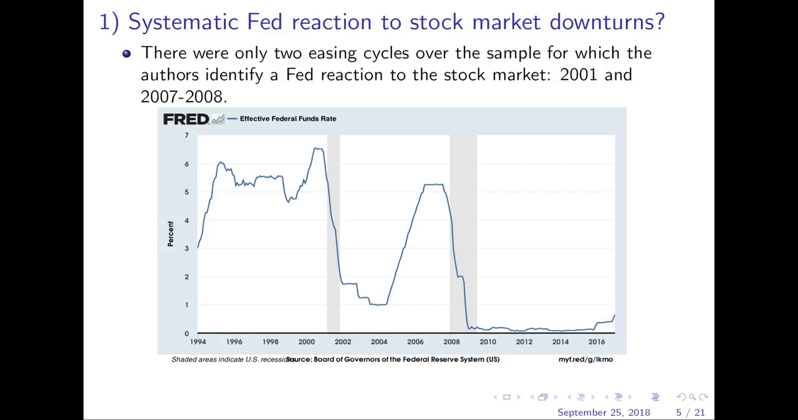When you look at the sample period that Anna and Annette consider, here I'm plotting the Fed funds rate from 1994 onwards up until 2016. The main part of the analysis focuses on the sample 1994 to 2008. What you see is that there's essentially only two easing cycles over that sample. Over this period, Annette and Anna identify a Fed reaction to the stock market. And the two easing cycles in the sample were 2001, which was essentially just after the dot-com bubble burst, and 2007, 2008, so essentially the financial crisis and the ensuing Great Recession.